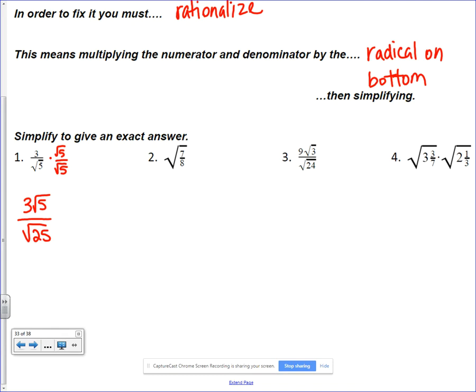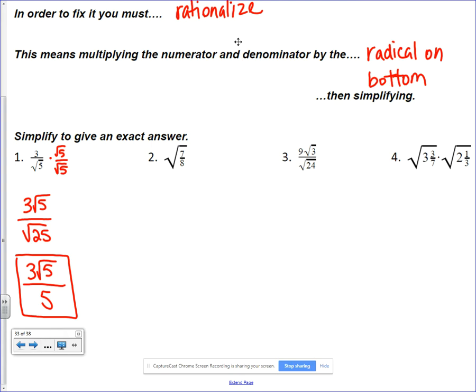Well, 25 is a perfect square, so we're going to leave the 3 radical 5 up top, and in the bottom, the square root of 25 is 5. Now, folks, you cannot break down the square root of 5. There's nothing that will divide into 5. And if you look, I'm going to look at the 3 that's out front and the 5 that's on bottom. I cannot reduce those, so this will be my final answer.